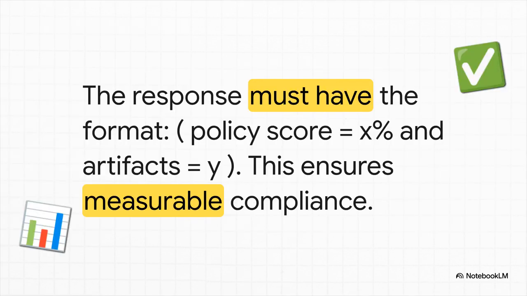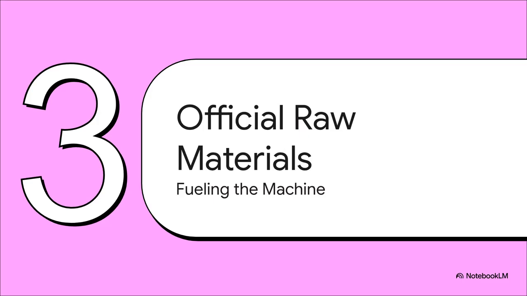Now check this out. Here's another little gem from Policy G2P-001. Every single piece of content this machine creates has to come out with a tag, a policy score, and an artifact count. This tells you so much. It's not just about being creative, it's about creating things in a way that is measurable, documented, and proves compliance with the rules.